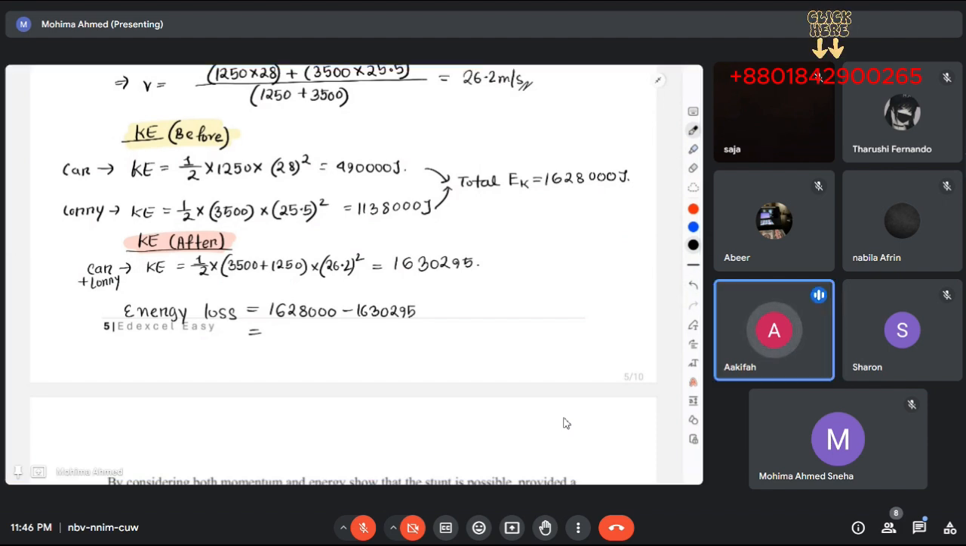Peter, shouldn't it be the other way around? Oh yeah, sorry. Yeah, it should be the other way around. Sorry. After collision, they have a higher kinetic energy.